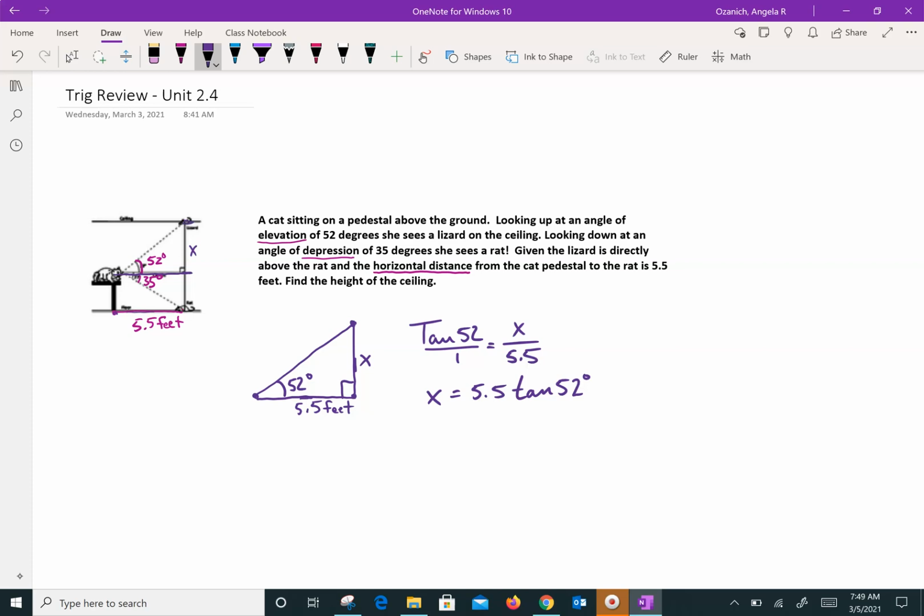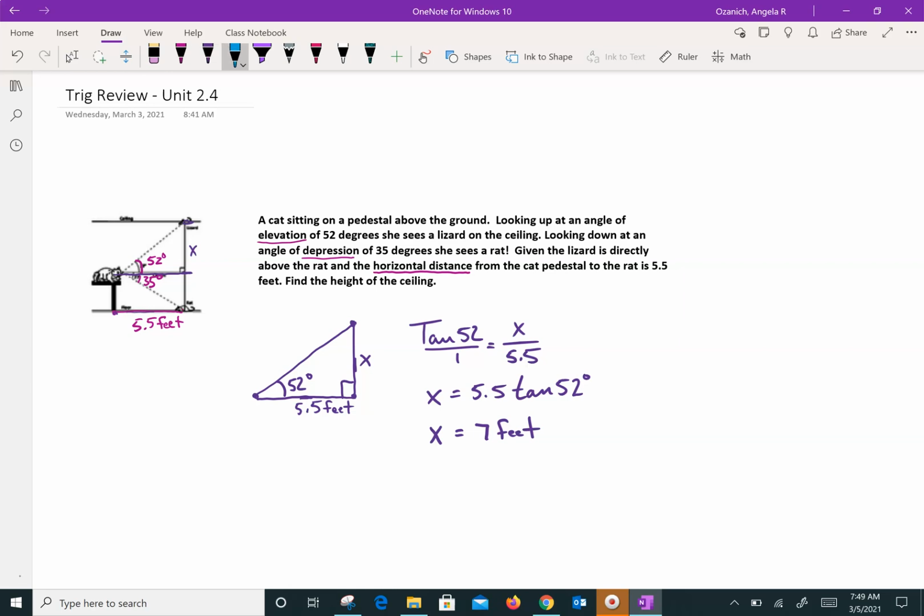And I'm going to go ahead and plug that into my calculator, and maybe you guys have already plugged that into your calculator. Making sure you're in degree mode, super, super important. And let's see what we get. So 5.5 times tangent of 52, I got 7.039. So if I rounded to the nearest tenth of a foot, it would be 7 feet. Okay, there's my step 1.